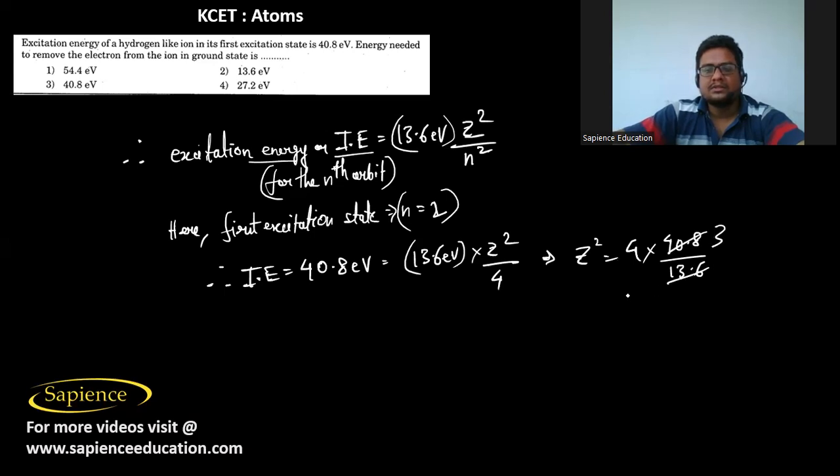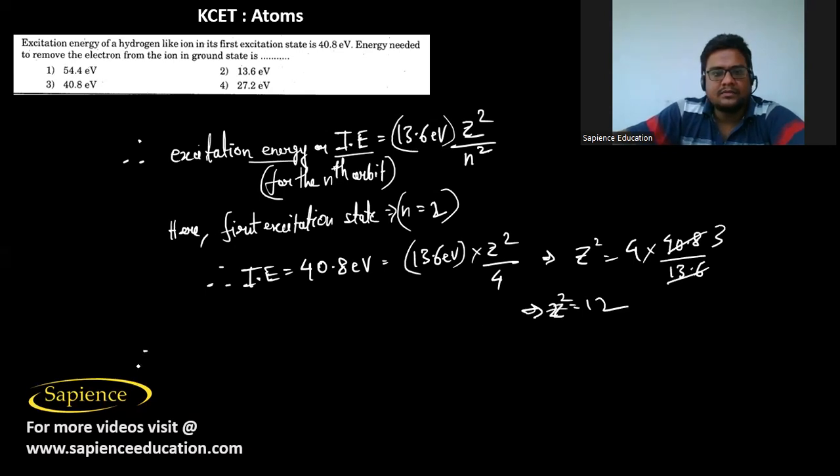4 3s are 12. That is, Z square equals 12 here.